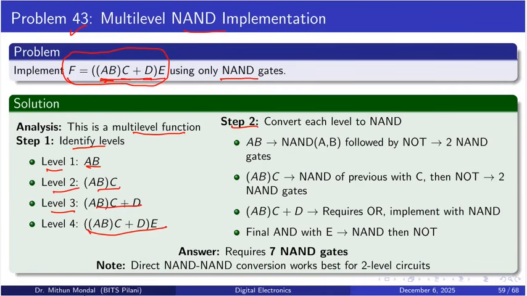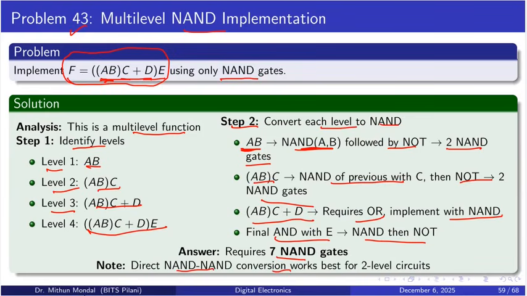So step 2, you convert each level to its NAND operation. AB can be obtained as NAND of AB followed by NOT, so 2 NAND gates. Then ABC, NAND of the previous output with C and then a NOT operation, so 2 NAND gates again. ABC plus D requires OR implementation with NAND, and finally AND with E will give you NAND then NOT. So how many gates do we require in total? In total we require 7 NAND gates. Note here that direct NAND conversion works best for 2-level circuits only.